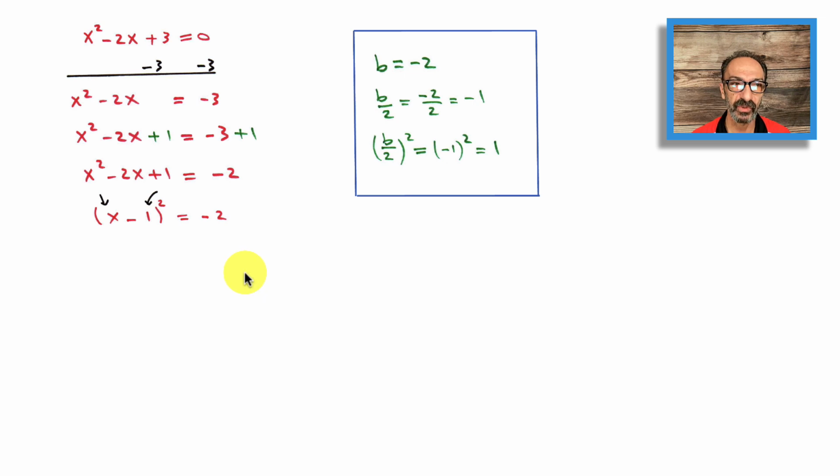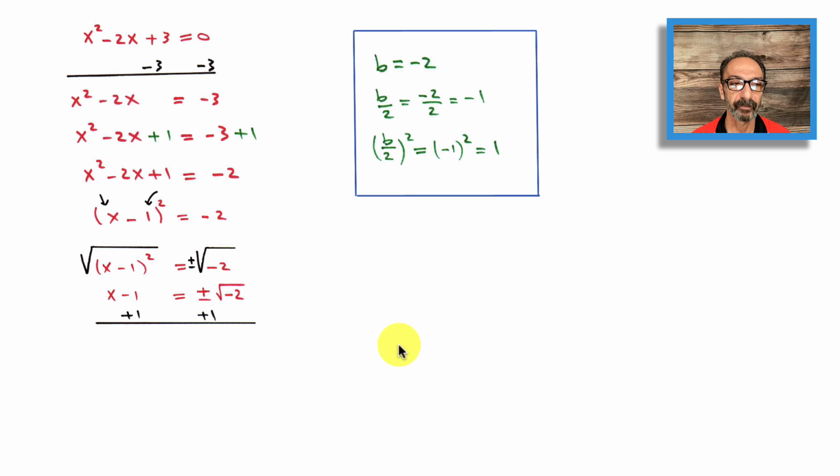Take the square root of both sides. Don't forget the plus minus, I keep saying it. Left hand side is x minus 1, and right hand side now I do have a square root of negative 2, but I want to rewrite it. Forgot to say add 1. Let's add 1 to both sides first, and now I have the following. Now, square root of negative 2, I could break it down to square root of negative 1 times square root of 2. And this is what I mean.